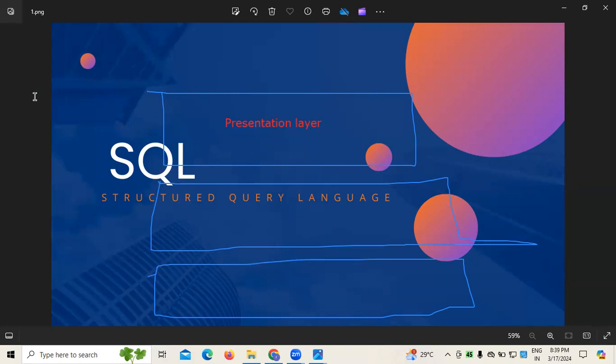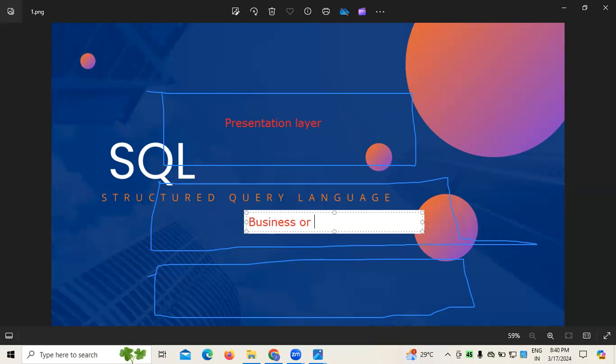Second is called the business or logic layer. Business or logic layer means when you want to write any program, for example any kind of code for a project, let's say 1 plus 2. When you press the enter button, what do you get? You get a result called 3. Am I right? How did you get this?